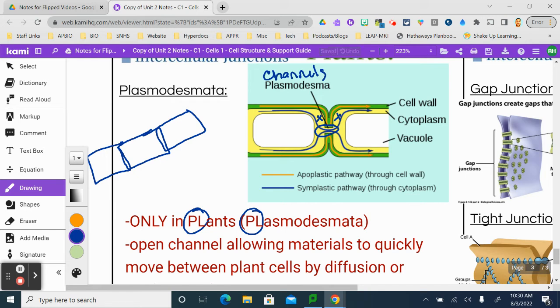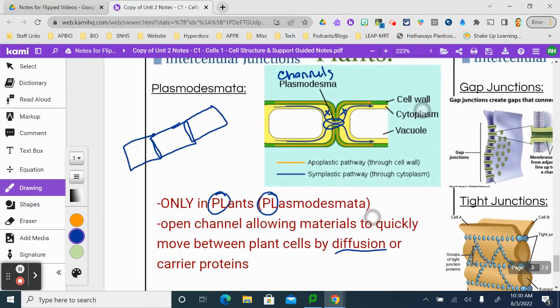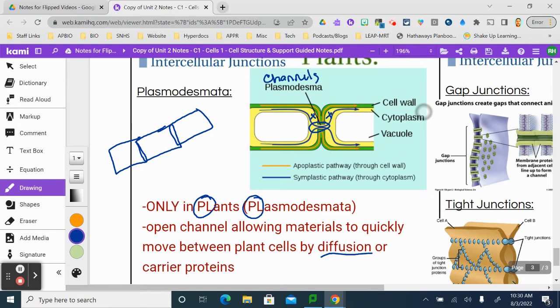You now do not have to send the substance out of the cell where potentially it could get lost. You send it right from cell to cell. Very quick, very efficient. Generally, we're talking about probably diffusion. It might be some sort of carrier protein that moves these substances as well. But generally, we're talking about diffusion, where one cell can produce something, cause it to flow to another cell, and just continue from cell to cell until it gets to the location it's supposed to be.